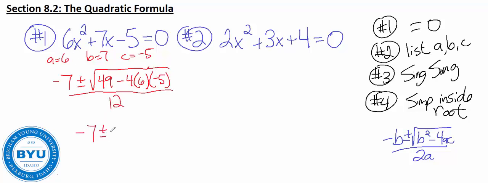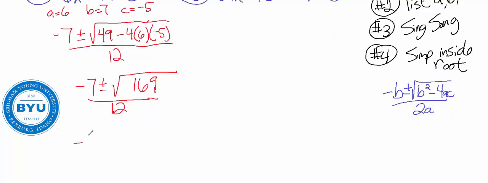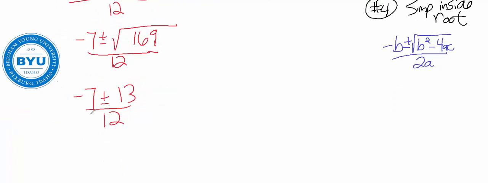I gotta simplify inside the root here. I'm gonna just use my calculator. What is 49 minus 4 times 6 times -5? I'm gonna do it all at once. That's 169 over 12. Well, that's interesting because 169, if you start breaking that up, it's 13 and 13. This root comes out exact. So I get -7 plus or minus 13, the square root of 169 is 13, all over 12.